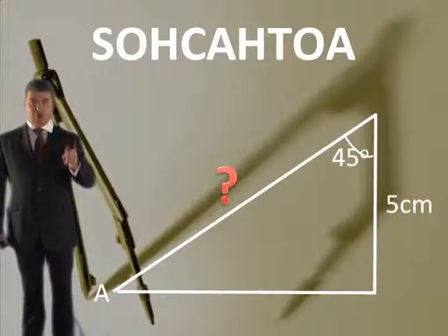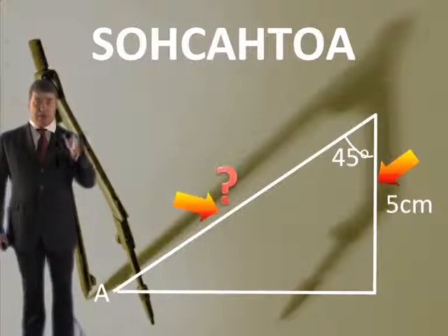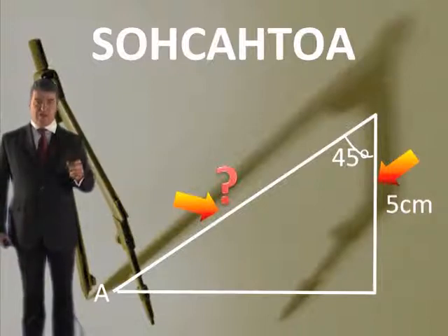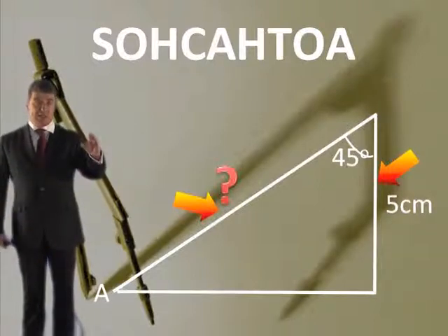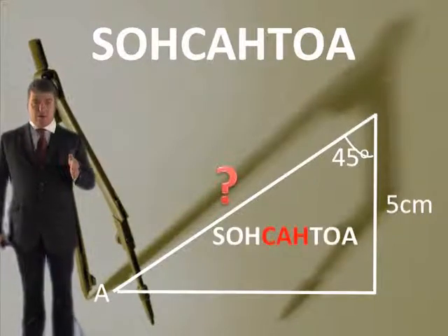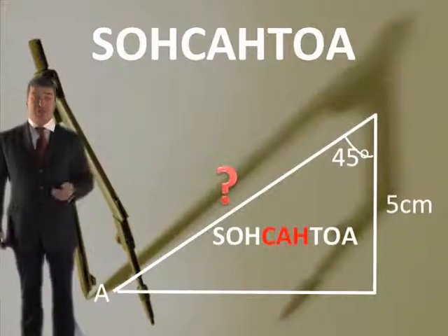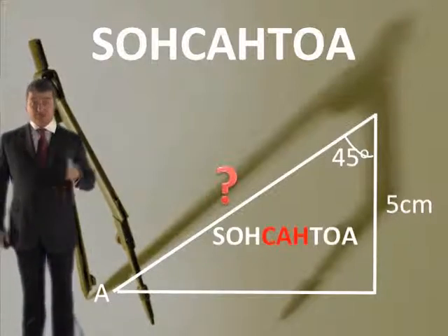Let's do another example. Which function would you apply to this triangle if you wanted to know that length there? Well, as you can see, you know the adjacent length, that's 5 centimetres, and you want to identify the hypotenuse. Which function includes both adjacent and hypotenuse? Well, let's go to SOHCAHTOA. Which one of those has the adjacent and the hypotenuse? Well, as you can see, it's the cosine. So in this case, you'd use the cosine function.